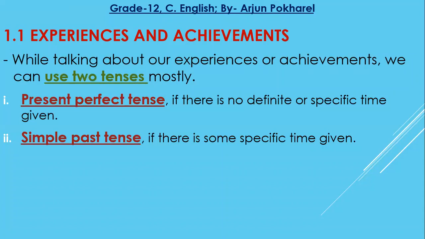In what situation can we use present perfect tense? If there is no definite or specific time given for our experiences or achievements, at that time we have to use present perfect tense.